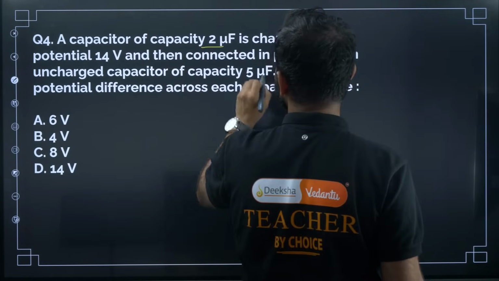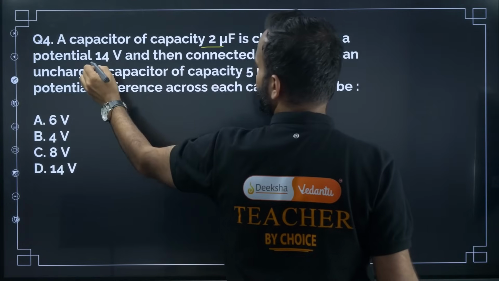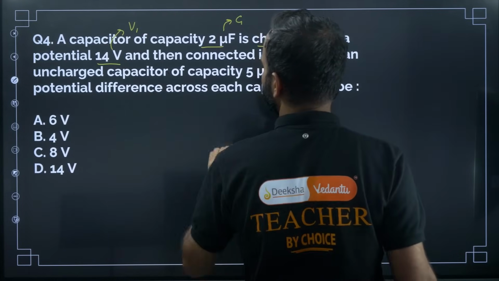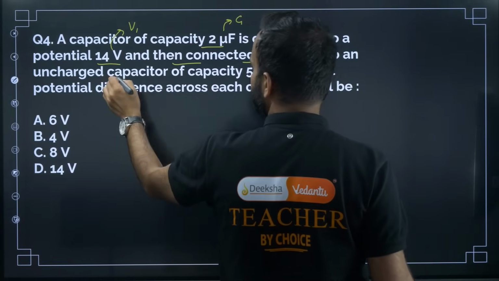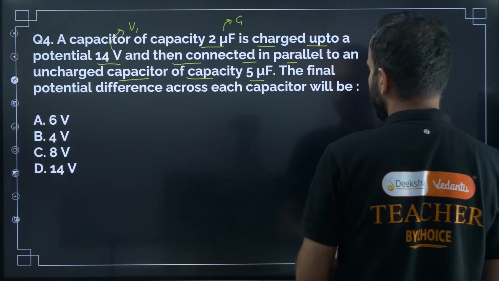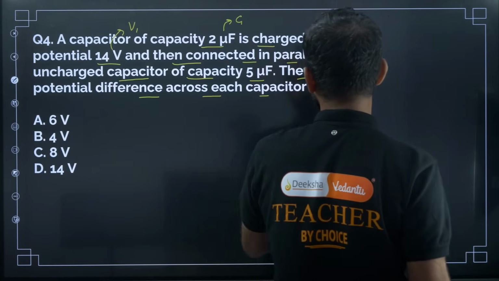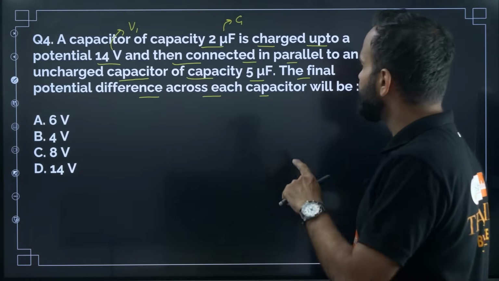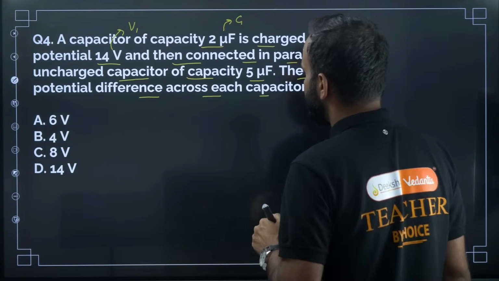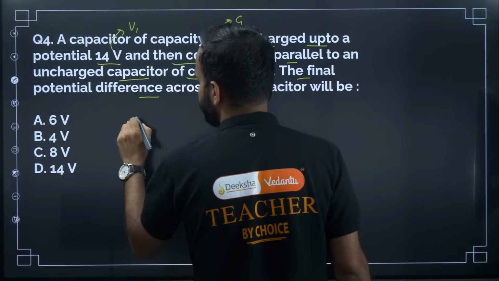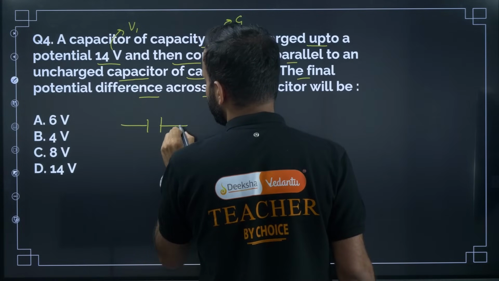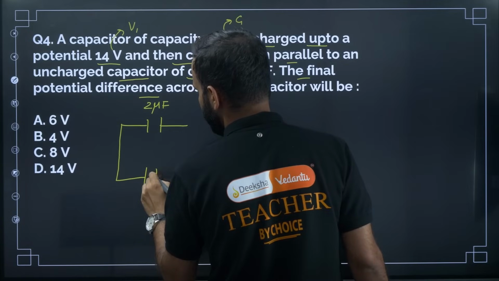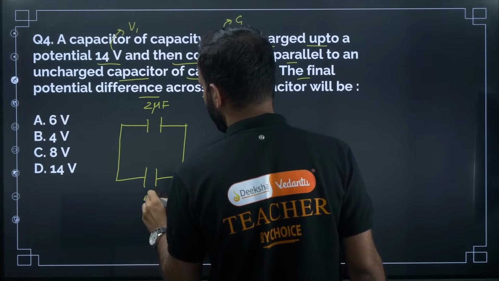Question number 4. A capacitor of capacity 2 microfarad is charged up to a potential of 14 volt. So this is C1 and this is V1. It is then connected in parallel to an uncharged capacitor of capacity 5 microfarad. The final potential difference across the capacitor will be? The capacitor charged by a potential of 14 volt has capacitance 2 microfarad. Now this charged 2 microfarad capacitor is connected with an uncharged capacitor of capacitance 5 microfarad.